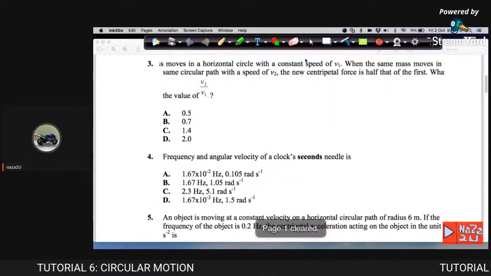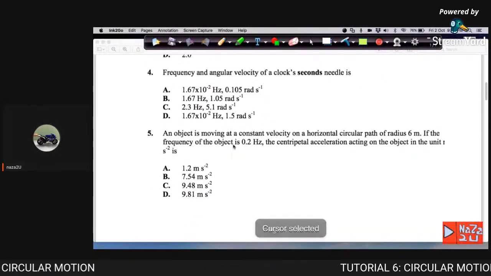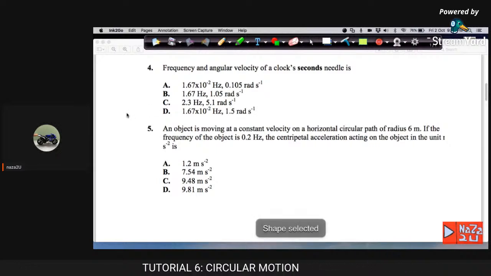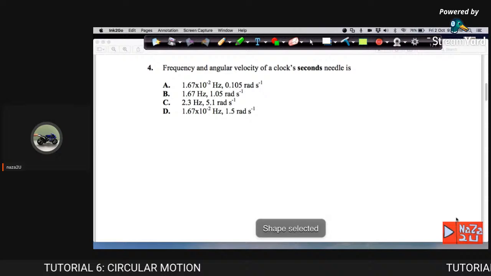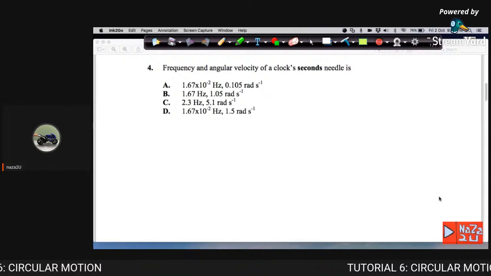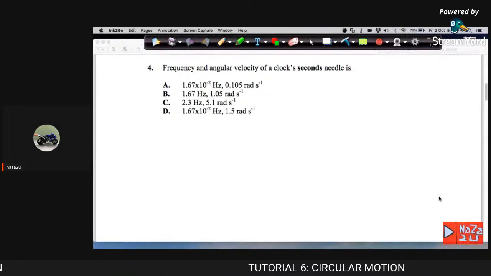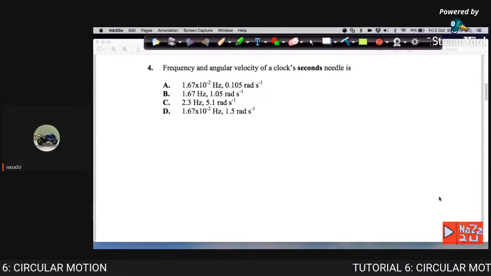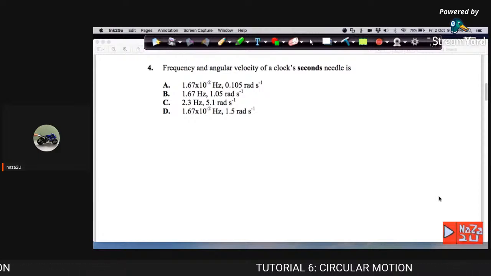So let's continue to number 4. Number 4 is a calculation question. So if you look at the question here.